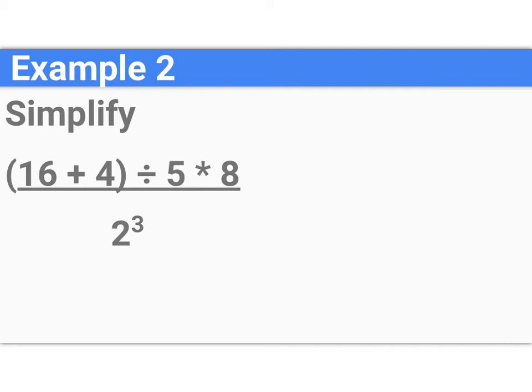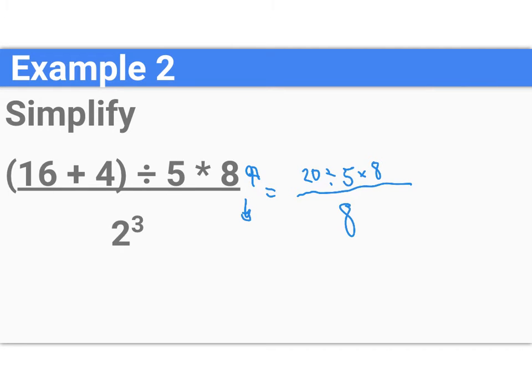Okay, so now we're looking at a division problem here. So what we would do is treat the numerator separately from the denominator. So do everything up top first, separately from everything on the bottom. So what we have is 2 cubed is 8. 2 times 2 times 2. 16 plus 4 is 20. Divided by 5 times 8.